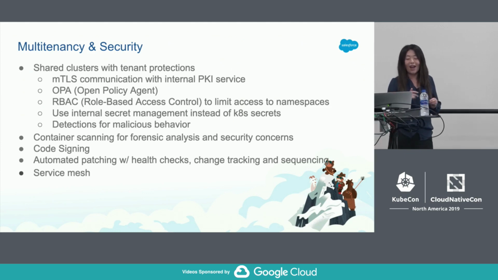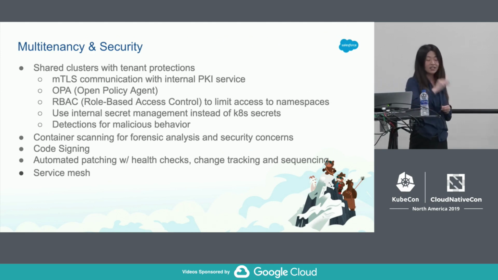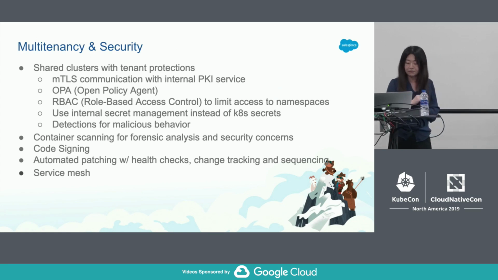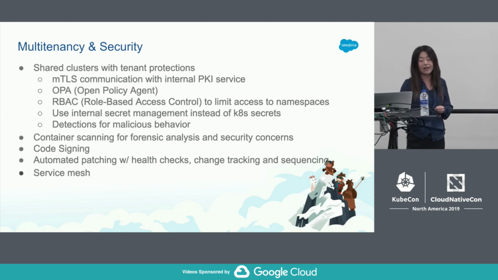For example, we have mTLS communication with internal PKI services. The certificates are automatically rotated. Also, we use OPA, the Open Policy Agent, and RBAC to limit access to each of the namespaces to protect our tenants. Instead of using the native Kubernetes secrets, we use an internal secret management system. And on top of that, on the shared cluster, we have automatic detection of malicious behavior so that our tenants will get alerted and necessary action will get taken.